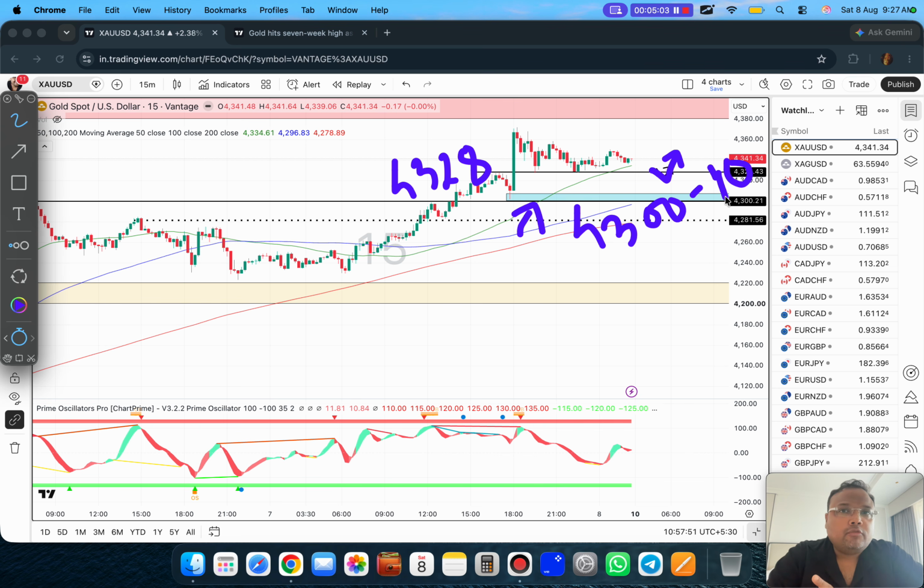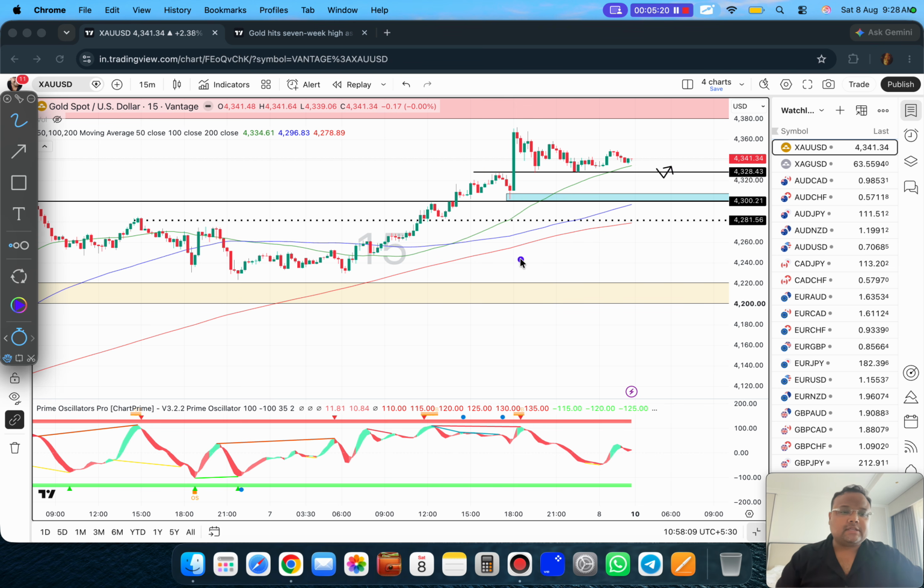So low volume, silent opening, 4328 is a support. We can buy after liquidity grab. Otherwise, we can look for support of 4300 to 4310. We also have a support around 4280, but that is far away, which is the third support. Let's not discuss 4280. Let's wait for the market opening right now.